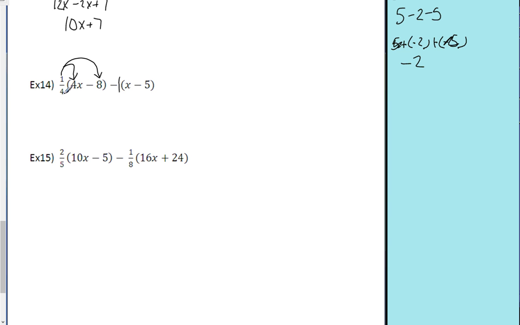Let's try the math. 4 divided by 4 is 1 times 1 is 1. So this is 1x. 1/4 of 8 is 2. So it's -2. -1 times x is -1x. -1 times, what can I do here? I can think of this as -1 minus a -5 or -1 times a -5. I like thinking of this -5 as one number. -1 times -5 is +5.